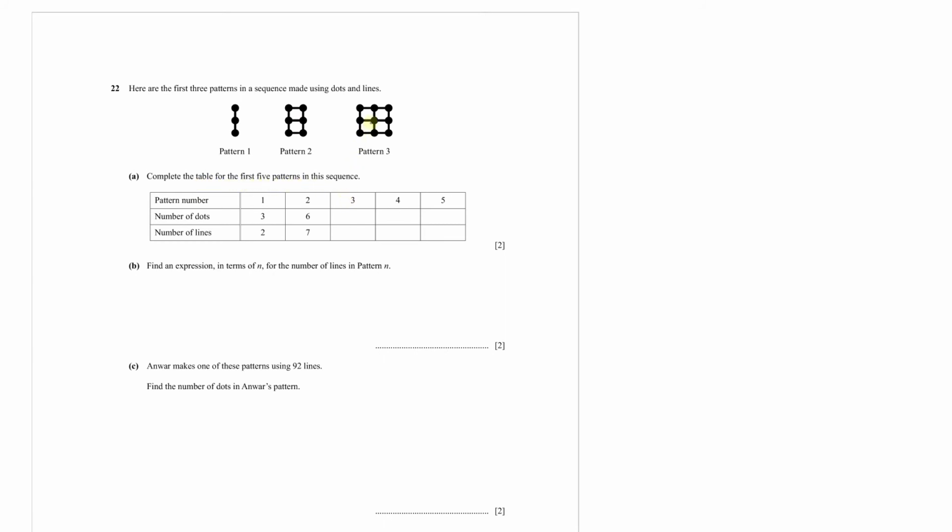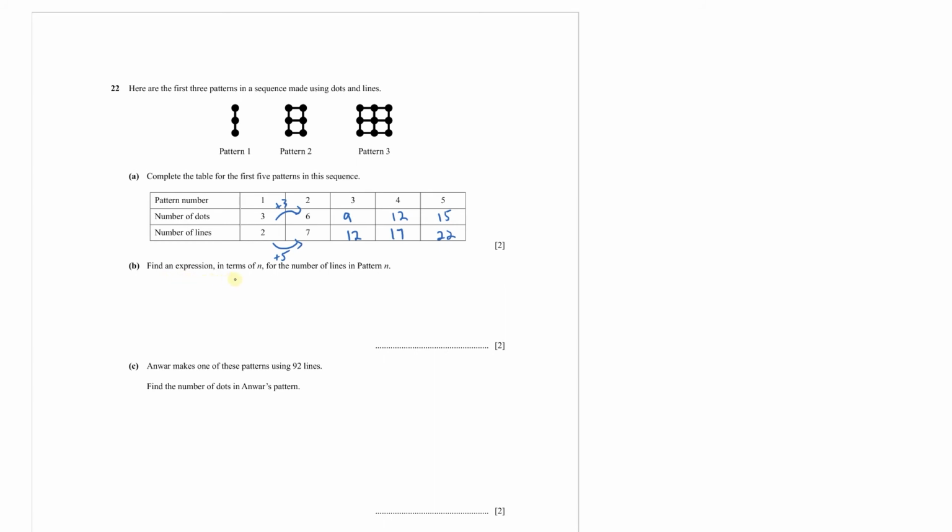So for pattern number 3, you have 1, 2, 3, 4, 5, 6, 7, 8, 9 dots. And 1, 2, 3, 4, 5, 6, and then 7, 8, 9, 10, 11, and 12 lines. So if you look at this sequence, for each next pattern you add 3 to get the number of dots. So 3 plus 3 is 6, 6 plus 3 is 9, 9 plus 3 is 12, and then 12 plus 3 is 15. And for the lines, you are adding 5 here. So 2 plus 5 is 7, 7 plus 5 is 12, 12 plus 5 is 17, and then 17 plus 5 is 22.